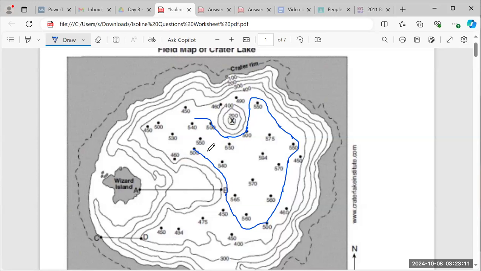So I'm going to continue on, right? And I see 500 here. So I'm going to make sure to connect with that point. And 500 fits between 450 and 530. So I'm going to go here. And 500 fits in between 460 and 530. And what do you know? I closed the loop. If I want to label it, you can. I'll just label this my 500-foot isoline.